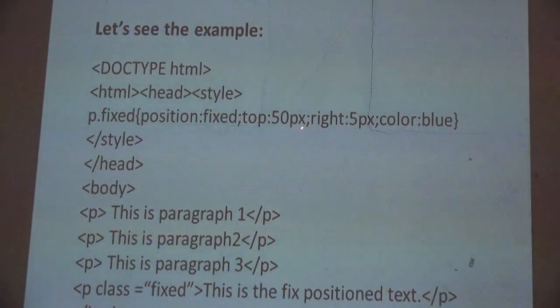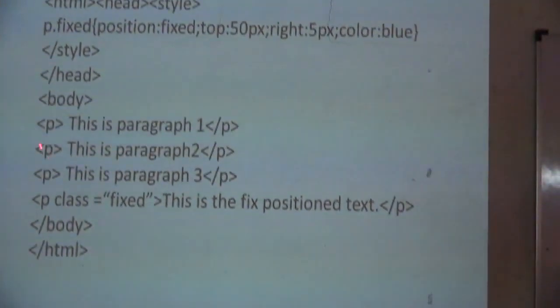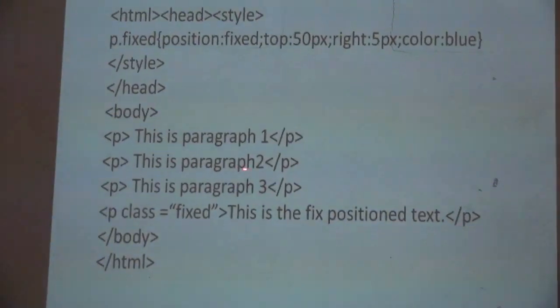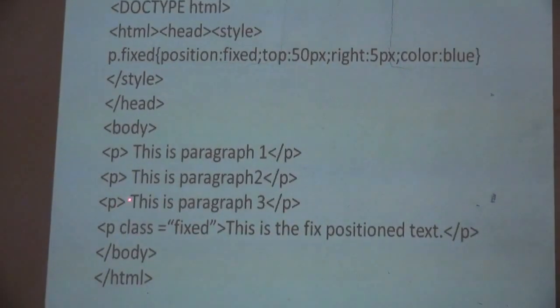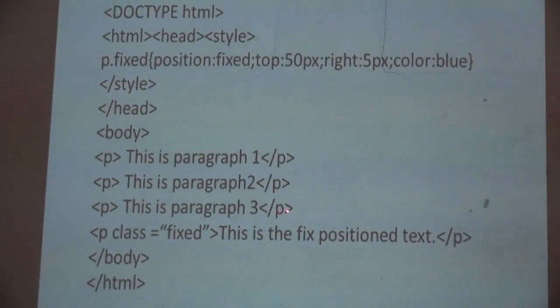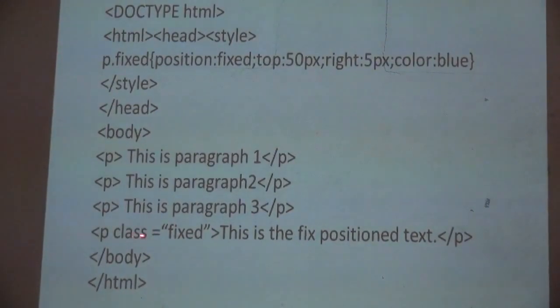So here we are giving the values in the form of pixels. From the top margin we have 50 pixels, from the right margin also 5 pixels, and color is equal to blue. The style tag is closed, the head tag is closed, and in the body tag, in the first paragraph we are saving this is paragraph 1, and it is closed. Again the next paragraph tag, this is paragraph 2, also closed, and the third, this is paragraph 3, again it is closed. P class is equal to fixed.